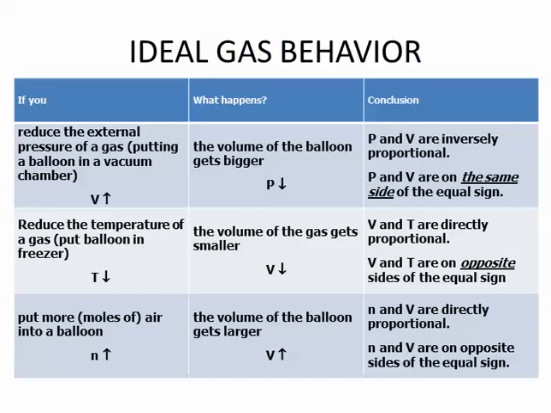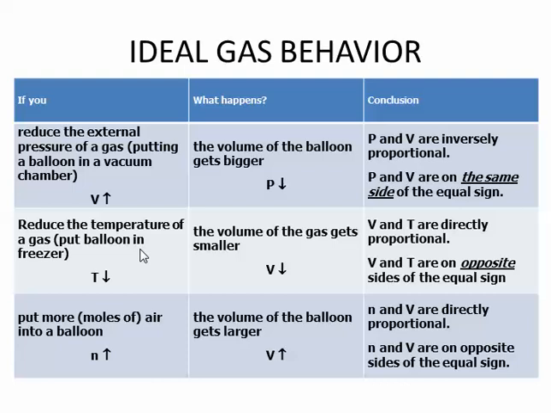Now that's important because if we look at how an ideal gas behaves, this is going to help us come up with our ideal gas law. So, if you were to reduce the external pressure of a gas by putting a balloon in a vacuum, and that's a flexible container, remember, if you reduce the external pressure of a gas, then the volume's going to increase. And as the volume of the balloon gets bigger, what's going to happen to pressure? Pressure is going to go down. So this is an inverse relationship. They are inversely proportional. So pressure and volume need to be on the same side of the equal sign.